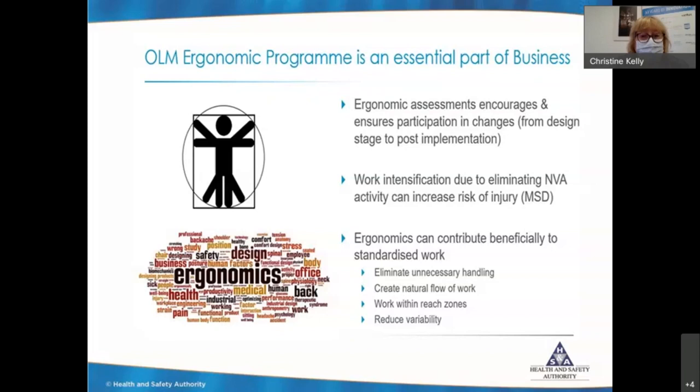We also try to create a natural flow of work, so people are working from left to right, right to left in a natural sequence. We look at the reach zones in line with ergonomic principles, and we try to reduce variability. But we always have to consider that with human factors, there will always be a certain amount of variability, and we have to allow for that too.